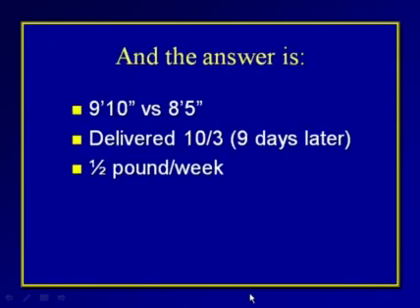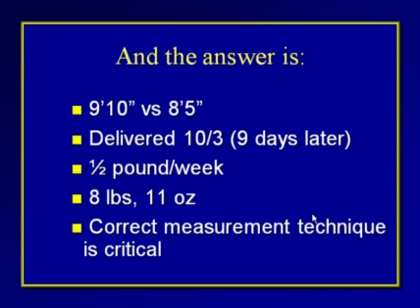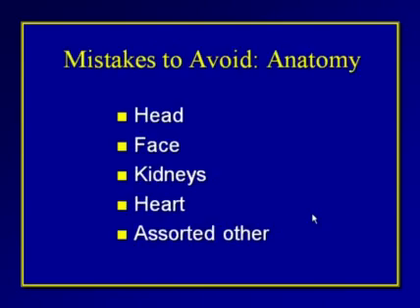Okay, well, what's the answer? 9 pounds and 10 ounces, or 8 pounds and 5 ounces. The patient delivered on October 3rd, which was 9 days later, and we do understand that fetuses gain approximately 1/2 pound a week. So the true weight of this fetus approximately 9 days later was 8 pounds and 11 ounces, a little bit more than 1/2 pound larger than we had estimated with the accurate measurements, reminding us all that the correct measurement technique is critical.